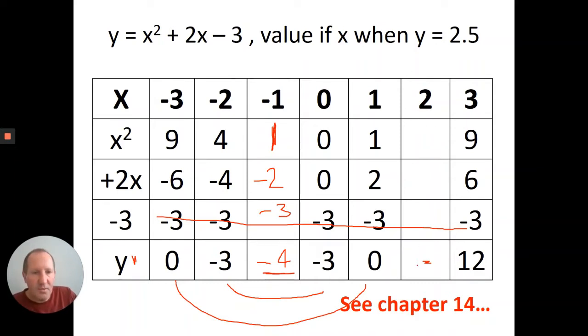Anyway, working out this value in here is easy because you've got positive numbers, x squared, so 2 squared is 4, 2 lots of x is also 4, and I've got that take away 3.